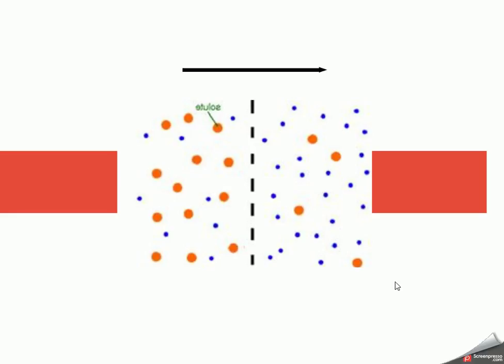Also, diffusion doesn't need a membrane. It'll occur anywhere. So if I put drops of squash into some water, the squash will spread out. Try it yourself, because it's moving from where there's a lot of it, a high concentration, to where there's not a lot of it, a low concentration.